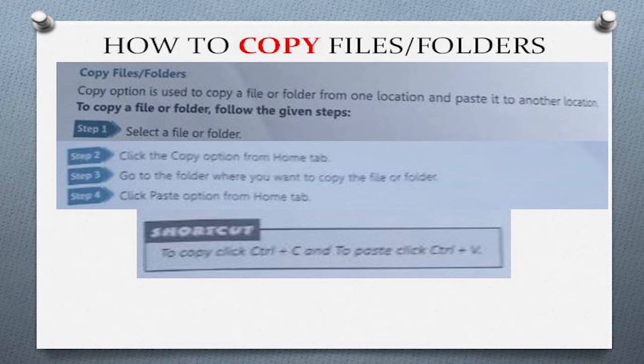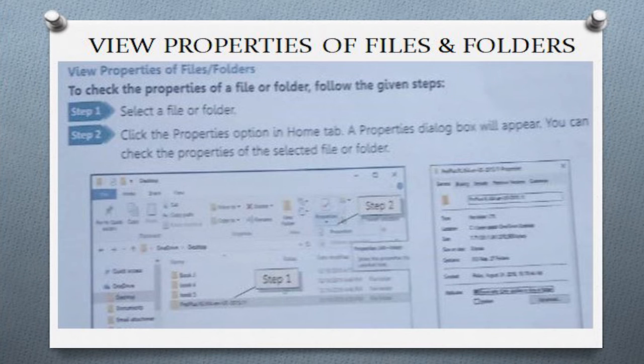Next one is how to copy files and folders. To copy the files and folders means making duplicates of the files and folders. First we need to select the file or folder. Then click on the copy option from the home tab. Then go to the folder where you want to copy the file or folder. Then click on the paste option from the home tab. To copy the file or folder, the shortcut is Ctrl+C. To paste, Ctrl+V.